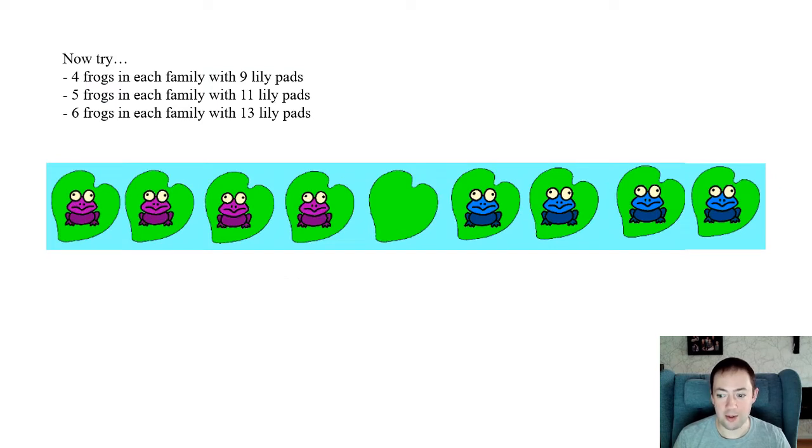When you've worked that out, for the number of frogs with 3 on each side and 1 lily pad in the middle, you're then going to try and work it out for 4 frogs on each side with 1 lily pad in the middle. So that's a total of 9 lily pads, 4 frogs in each family. And then you're going to add to 5 frogs in each family with 11 lily pads and 6 frogs in each family with 13 lily pads.